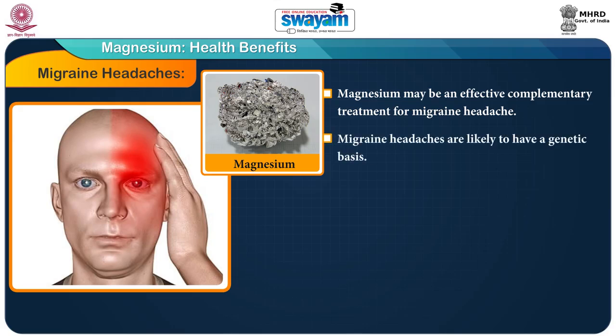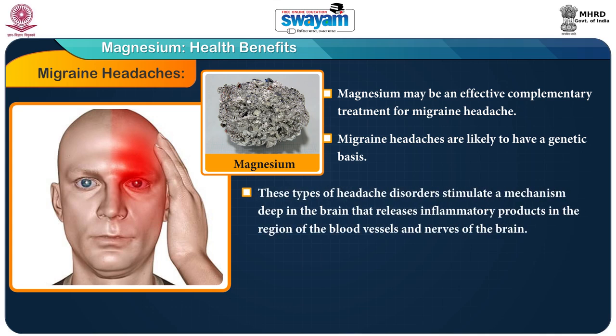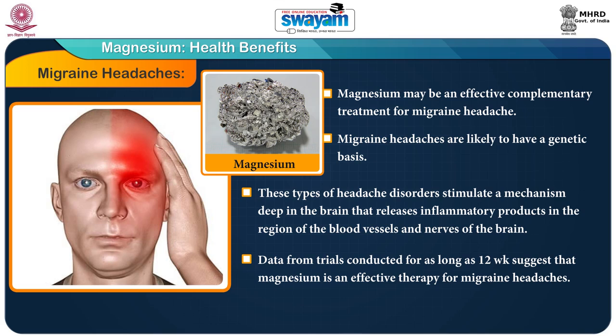Migraine headaches are likely to have a genetic basis. These types of headache disorders stimulate a mechanism deep in the brain that releases inflammatory products in the region of the blood vessels and nerves of the brain. Data from trials conducted for as long as 12 weeks suggests that magnesium is an effective therapy for migraine headaches.